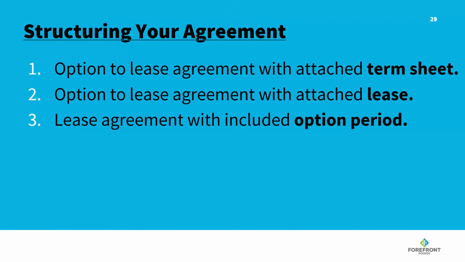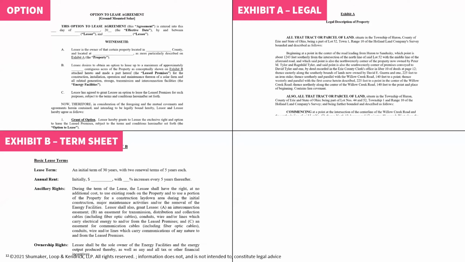You can do an option to lease with the lease as an exhibit, and I'm going to show you guys that in a minute. And then you can jump right into the lease agreement that includes a due diligence or an option period. So I'm a visual person. I just kind of wanted to show these three examples visually here. This is the option agreement where your exhibit A is going to be the legal description of the property. Your exhibit B is just a term sheet.